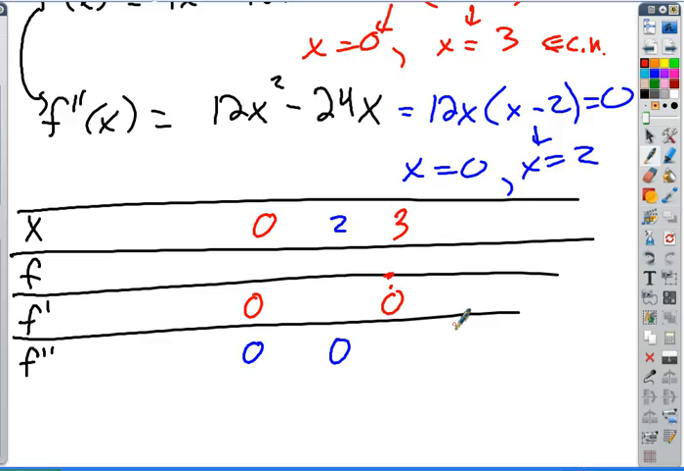What if we take the sign of the second derivative at x equals 3? Okay, now let's do that. If I want to evaluate f double prime of 3, what's the sign going to be? What sign is that term? Positive. What sign is that term? Positive. So I'm going to get back a positive result.